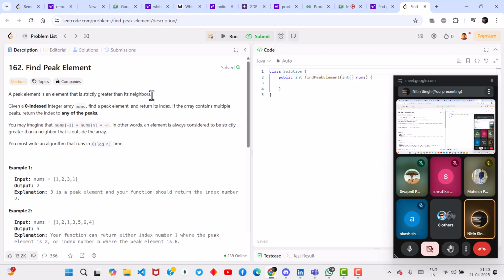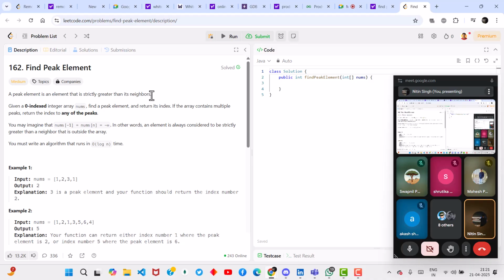Second hint: given a zero-indexed integer array nums, find a peak element and return its index. Return its index. That means I have to perform searching in this question. It will ask me about a target element, and I'll have to return the index of that element. That means I'll have to perform some sort of searching. Second hint, I'll have to perform searching.